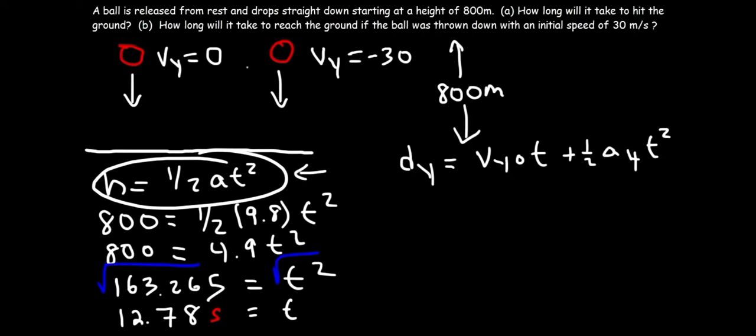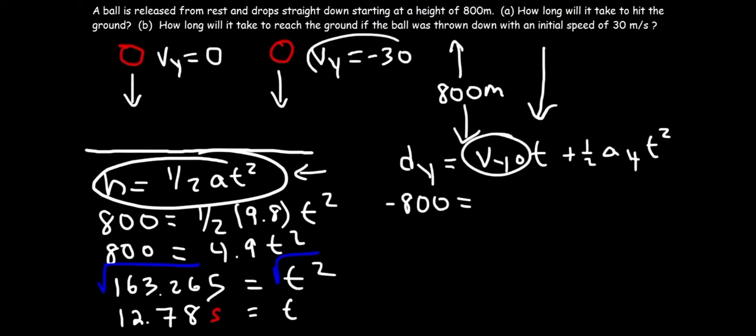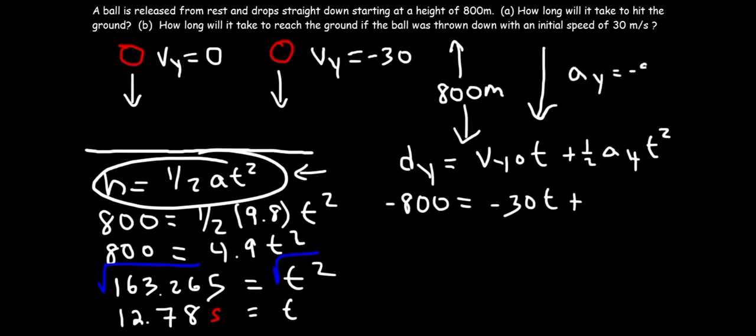Now the ball is traveling 800 meters in a negative y direction. So the vertical displacement is negative 800. We do have an initial velocity in the y direction. It's negative 30. So we need to take that into account. And then we have plus 1/2 ay, the acceleration in the y direction, which is negative 9.8. So this is going to be negative 4.9 t squared.